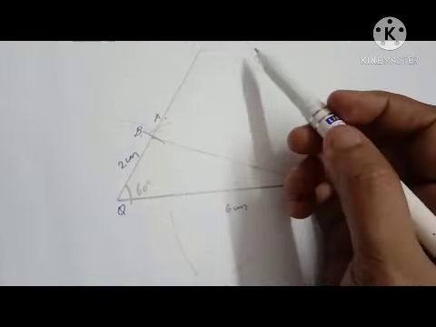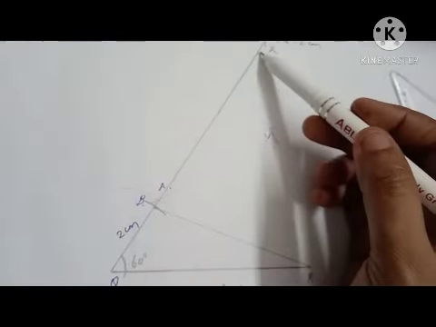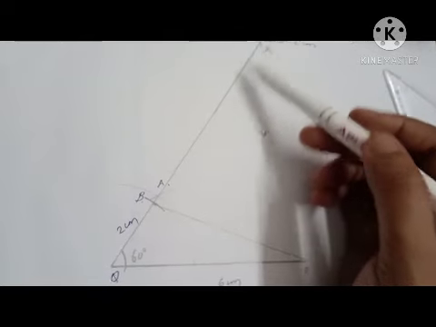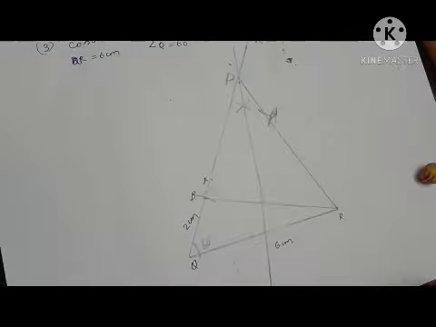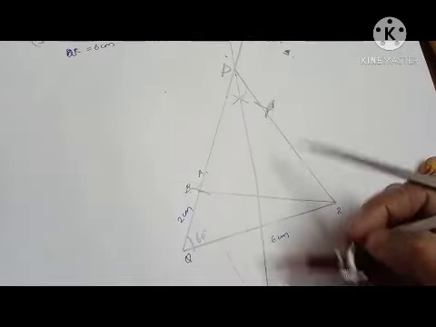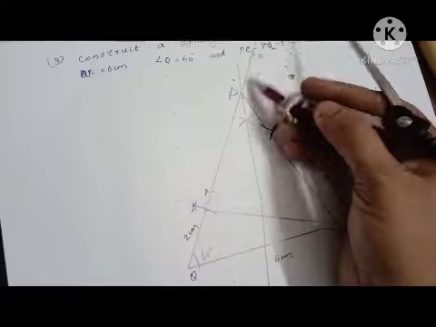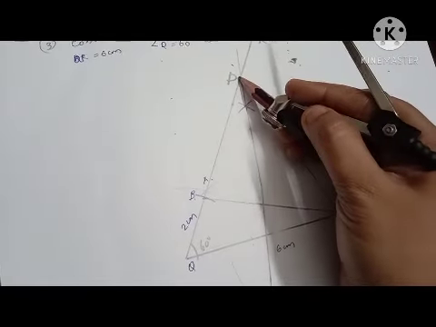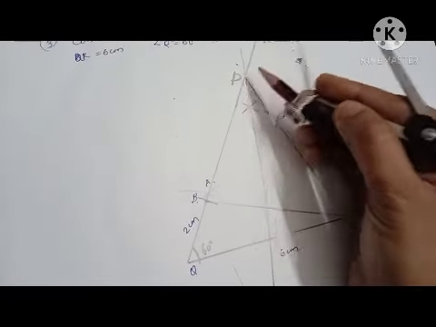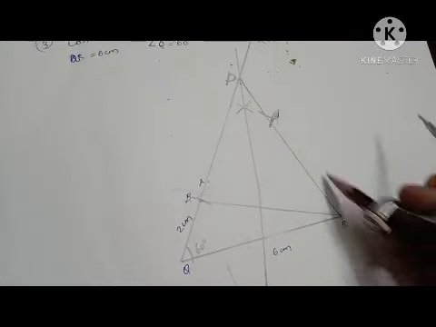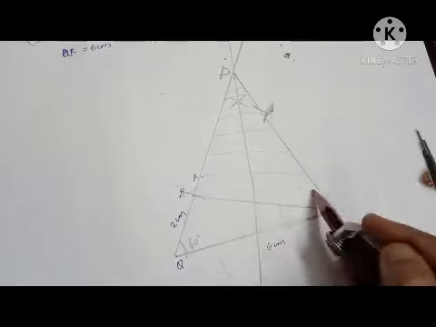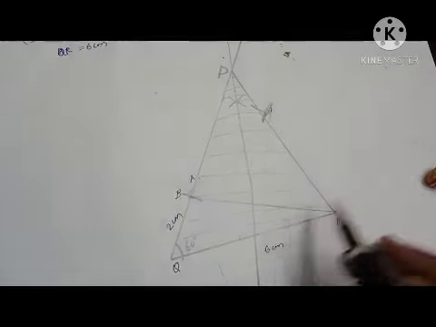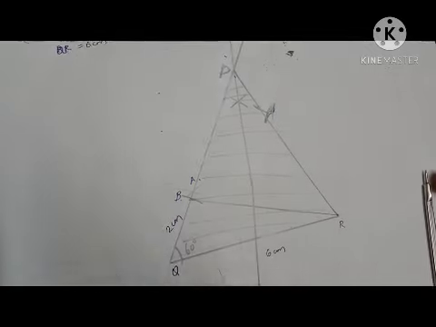Then join this Y and Z and extend it. Then this extension should intersect QX at a point that will be our required point P. Now this perpendicular bisector intersects XQ at a point that will be our required third point P. Then join P and R. Now this triangle PQR is our required triangle.